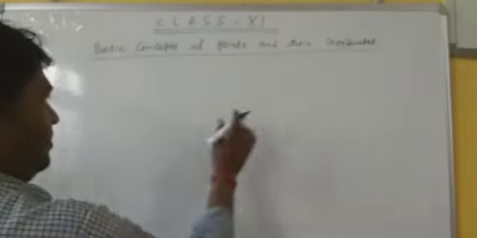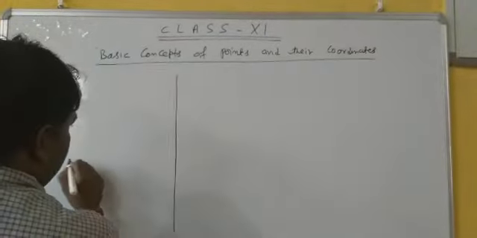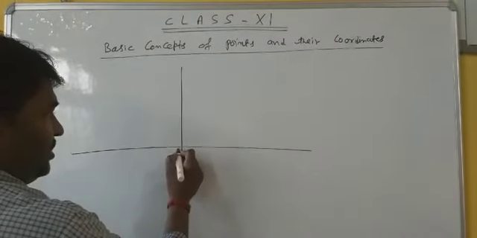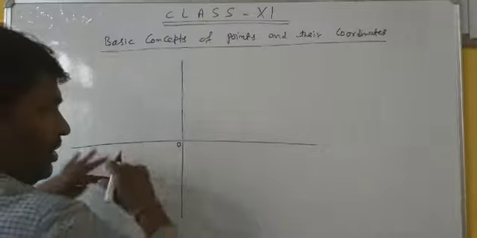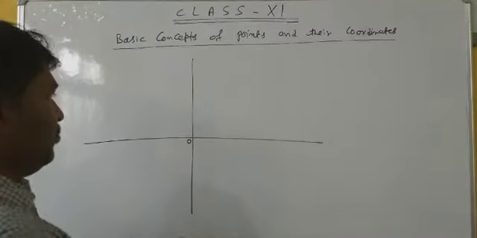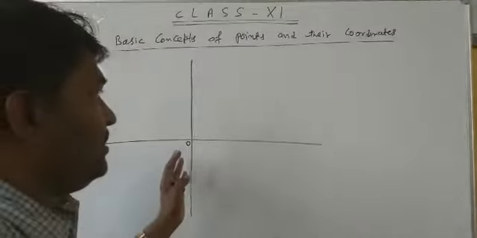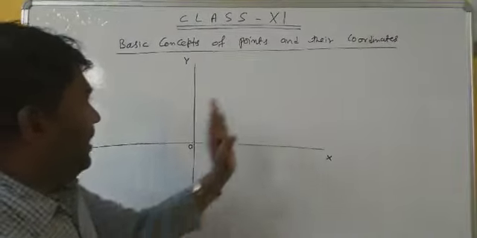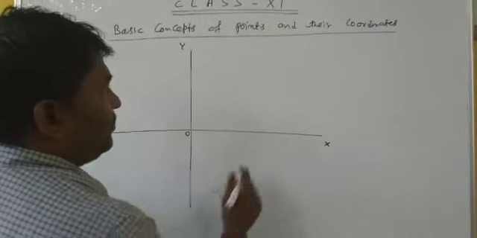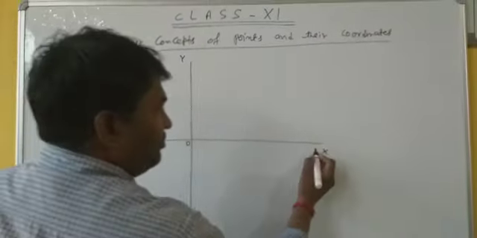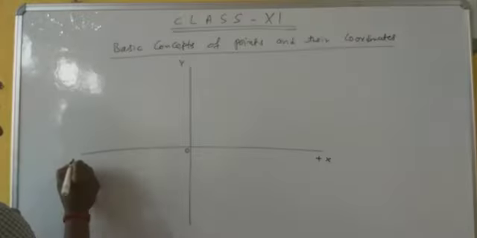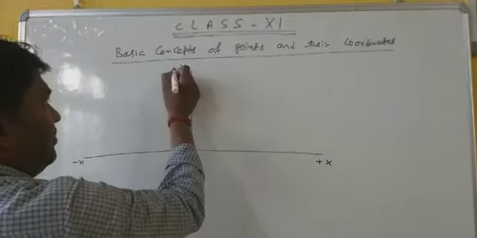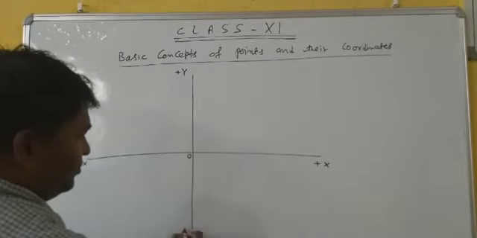If there is a plane and we draw two lines, one horizontal and the other vertical, they intersect each other at a point that is called the origin. The horizontal line is called the x-axis and the vertical line is called the y-axis. The right side of the vertical line is taken as positive, meaning plus x. The left side is minus x. The up side of the horizontal line is plus y, and the down side is minus y.